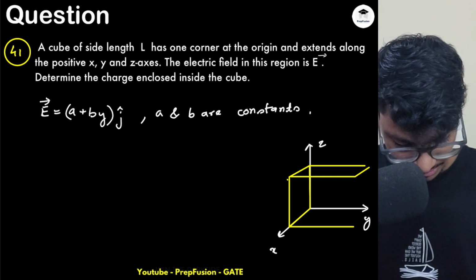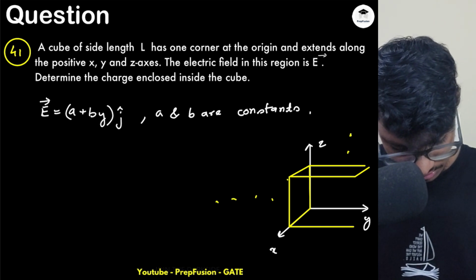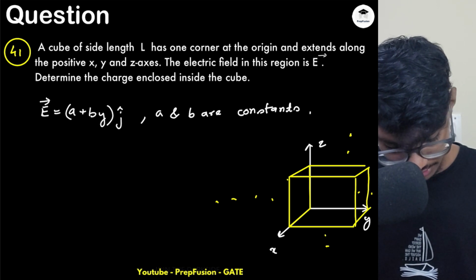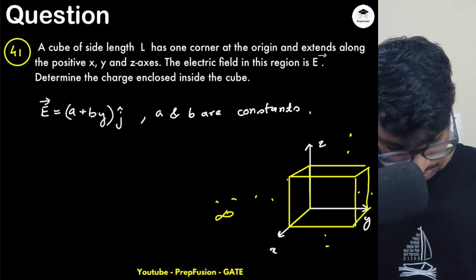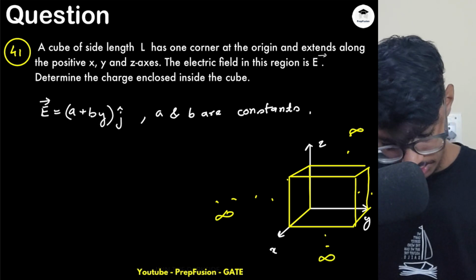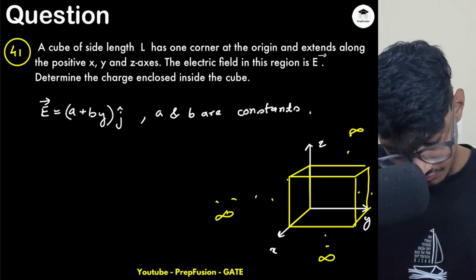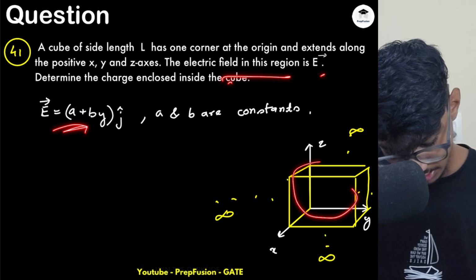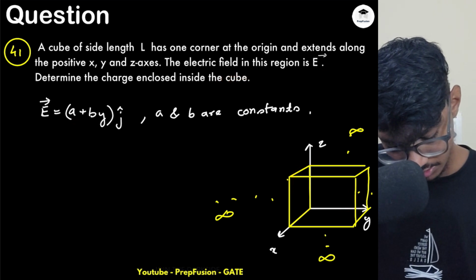Okay, they are extending actually. Just roughly making it, they're extending. So what are they asking? The electric field in this region is E. Okay, in this region is E here. The charge enclosed in the cube of length L.